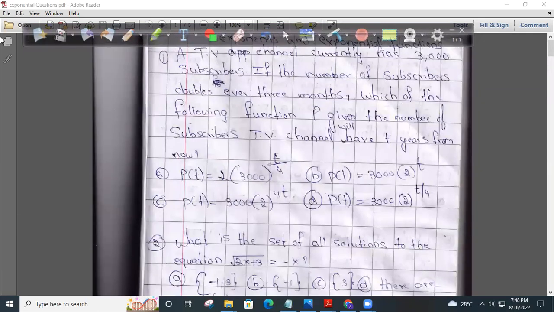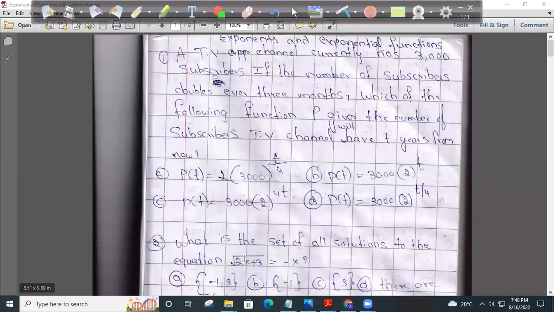Try to solve question number 1 here. Whatever you feel, type your answer. I'm not asking you to give the correct answer. Read the question and type whichever option is correct according to you. Then I'll explain how to solve it, and you will definitely appreciate the way I'm teaching and be able to solve it with that method.